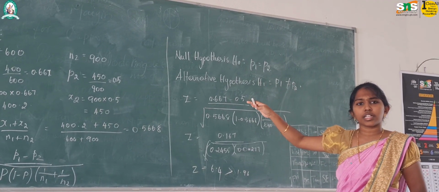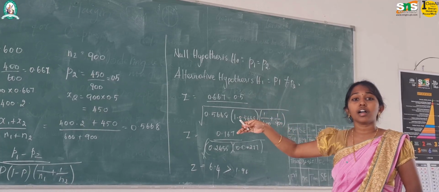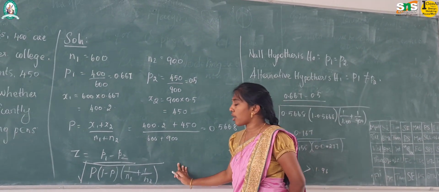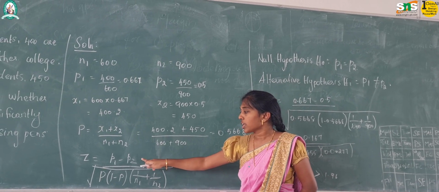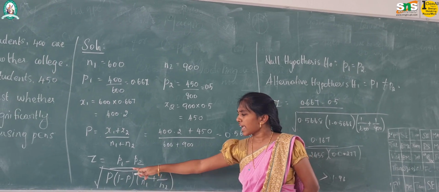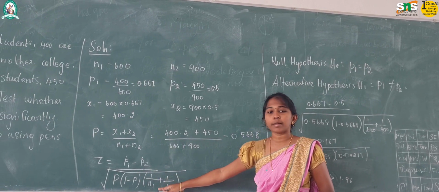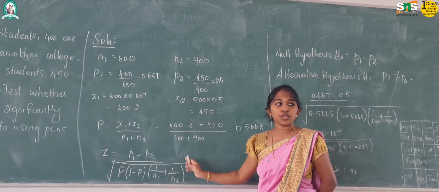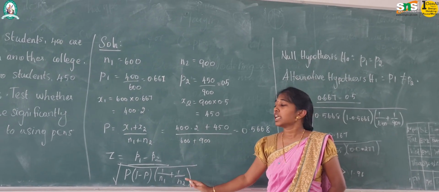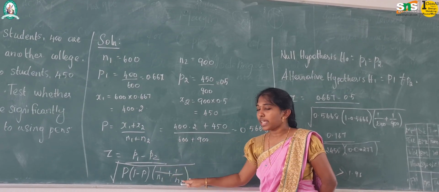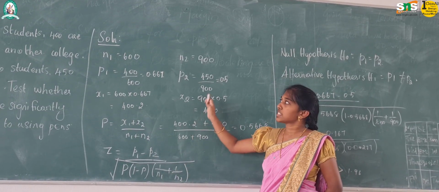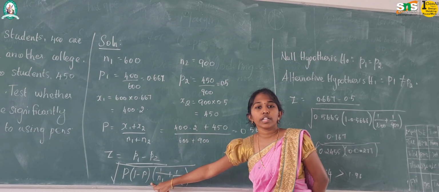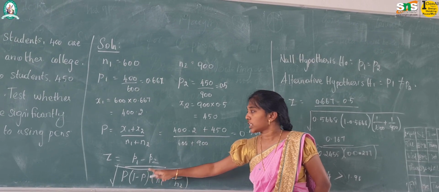Next we are going to define the formula for this two proportion test. The formula is Z equals P1 minus P2 divided by root of capital P into 1 minus P into 1 by N1 plus 1 by N2. We are going to substitute all the terms given in the question. Here P1, P2, N1, N2 are known, but the unknown term is capital P. So first we are going to find the value of capital P.